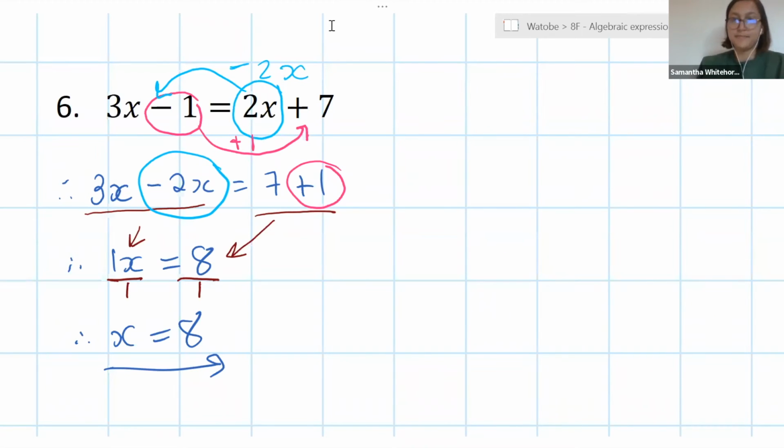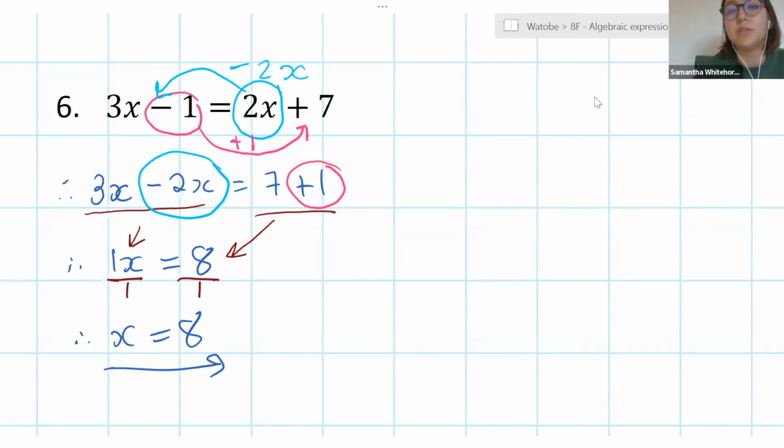Yes, Amahle said yes, she can confirm that. Relebogile, do you still have a question that you want to ask Teacher Sam? Let's hear from you. Hi, ma'am. Hi. I wanted to ask, I don't understand the second step, 3x minus 2x equals 7 plus 1.